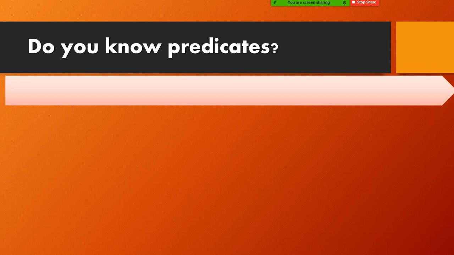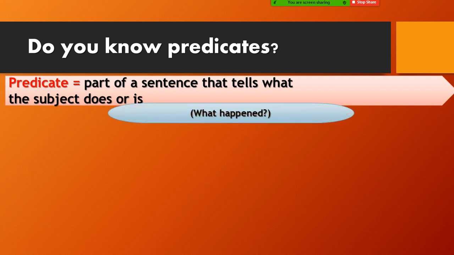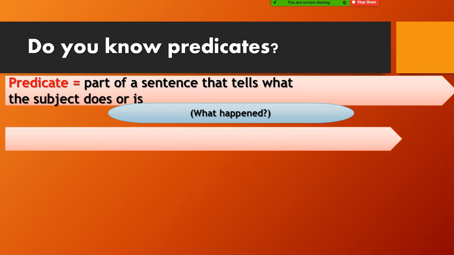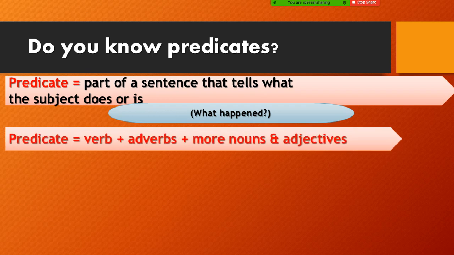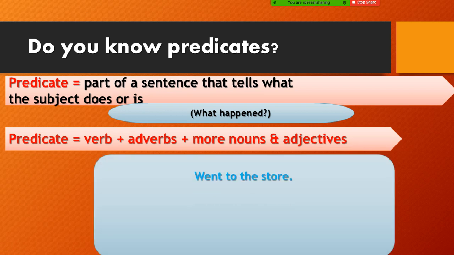Okay. Now let's go to the predicate. The predicate is to speak about the action itself of the sentence. It's the part of a sentence that tells you what the subject does or is. It gives you the meaning of the verb itself. It describes what happened. So the predicate is not only the verb, but the verb followed by the adverb describing this verb, and more, noun, then adjective.